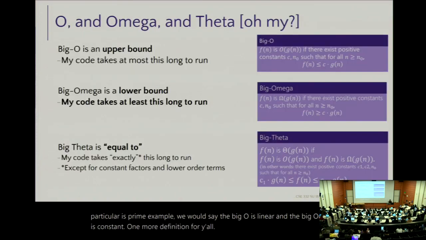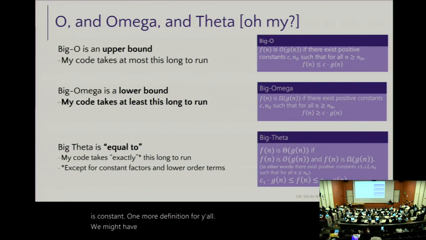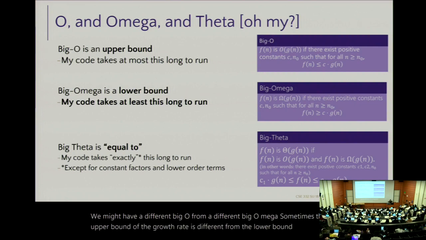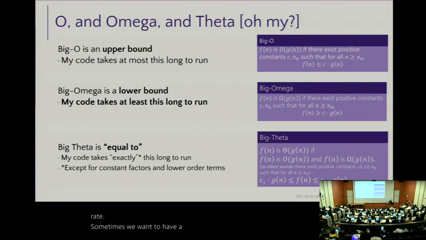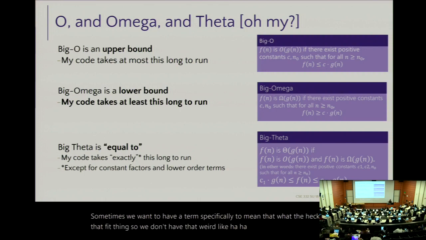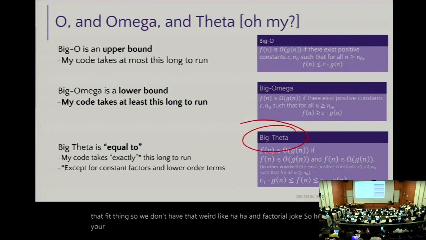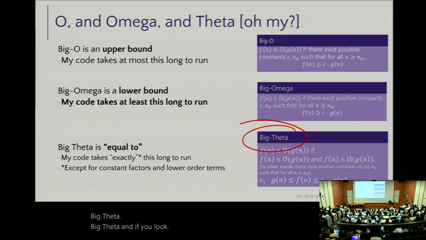Sometimes we might have a different big O from a different big omega. Sometimes the upper bound of the growth rate is different from the lower bound of the growth rate. Sometimes we want to have a term specifically to mean that, so we don't have that weird, haha, n factorial joke. So here's your final definition, big theta. Big theta is officially that in-between moment. So big O is the upper bound, big omega is the lower bound, and big theta is the fit.